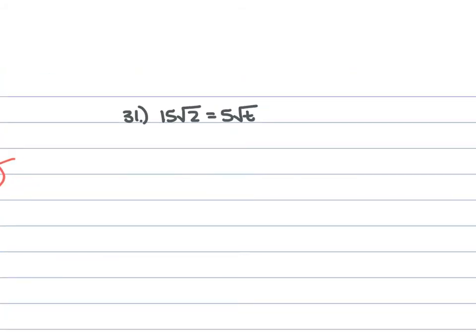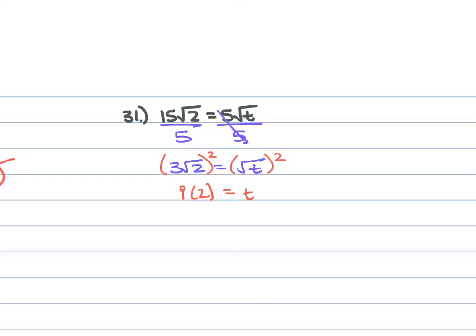31 is similar to one of those questions that we just did recently. So we have 5 square root 2 is equal to 5 square root t. There's no way of isolating the radical, but we can divide each side by 5 to give us 3 square root 2 is equal to the square root of t. From here, we can square both sides. So this is going to be 9 times 2 is equal to t. 9 times 2 is 18, so t is equal to 18.